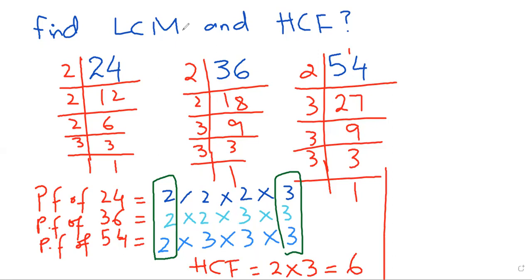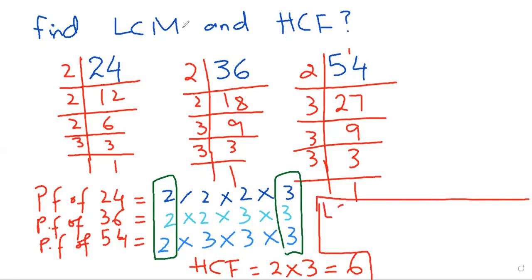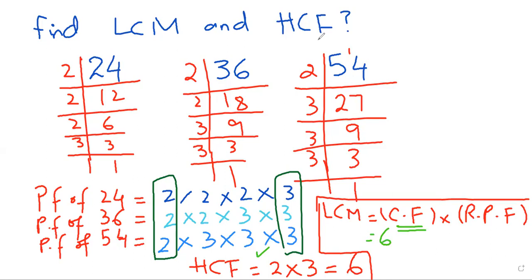Let's move on to the LCM. What is the LCM here? I'm just making some space for LCM. LCM is all the common factors, and then writing down the remaining prime factors. Now, here we have another scenario. Common factors will be all the common ones, which we already found out for the HCF. That is 6. That's done.